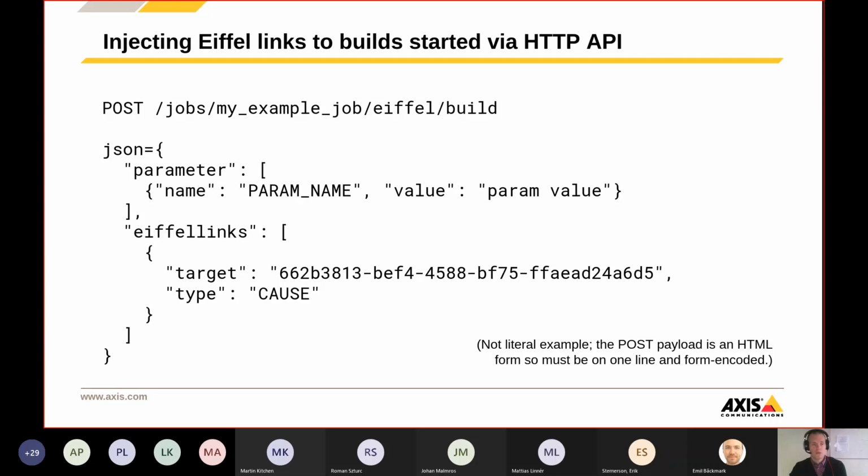You post a form containing parameters, if the job has any parameters, but also an Eiffel links key in the JSON object. This is a literal example because these are form values. It would be in a single line and it would be form encoded, so it would be completely unreadable. So I've pre-printed it for everyone's benefit. But this is what it could look like. The build started from this request would then have a cause set to the ID here, and that would override any other cause that would otherwise be assigned.